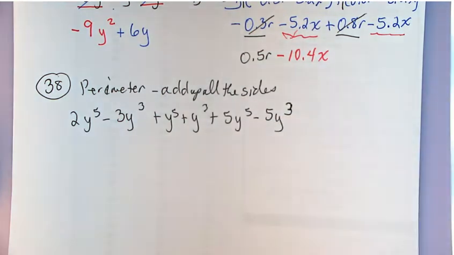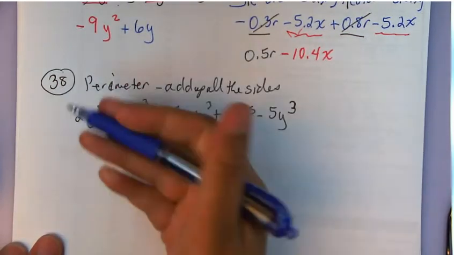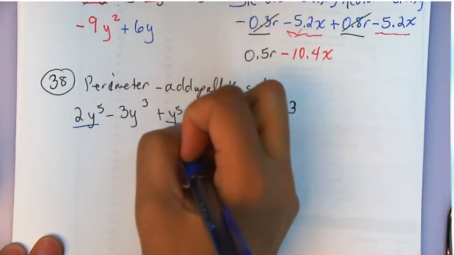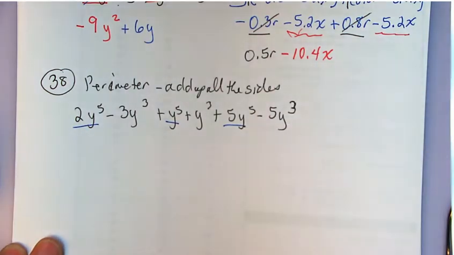Okay, same way. Again, pause it, you try. You pause it and you try. But I'm going to keep going because we're videotaping. But you should pause it and try it. So I'm going to combine like terms. I'm going to start off with the highest power, which is 5. And I see 2y to the 5th, y to the 5th, and 5y to the 5th. Well, that ends up being 8y to the 5th.